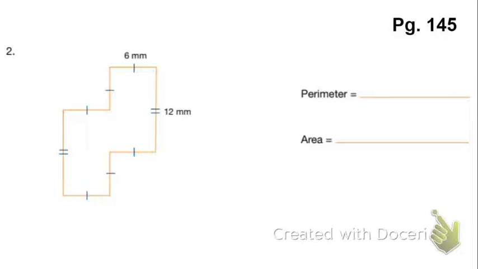This one has some weird little marks. What do those weird little marks mean? Yes, they mean congruent, or that they are the same size. So the same number of marks equals the same size.